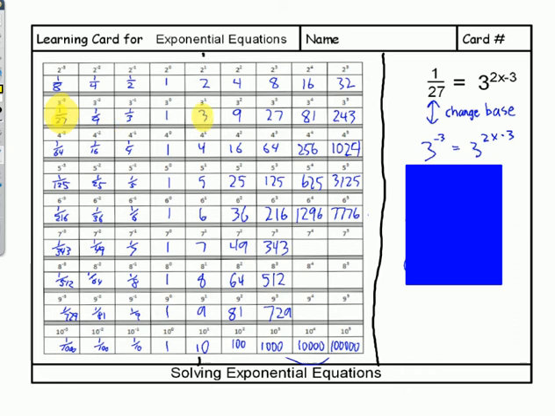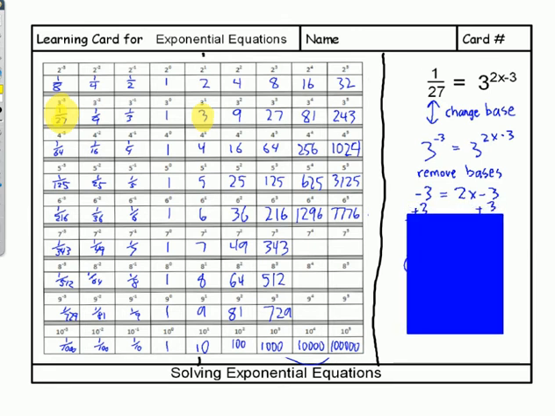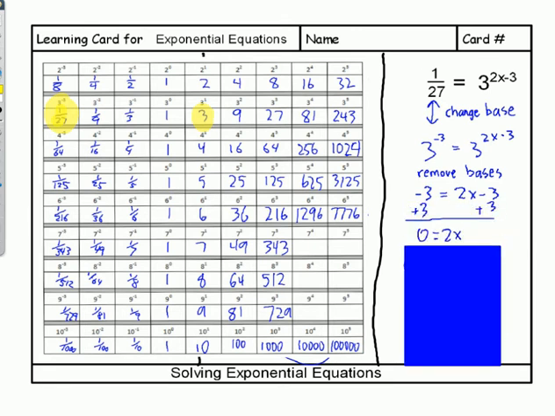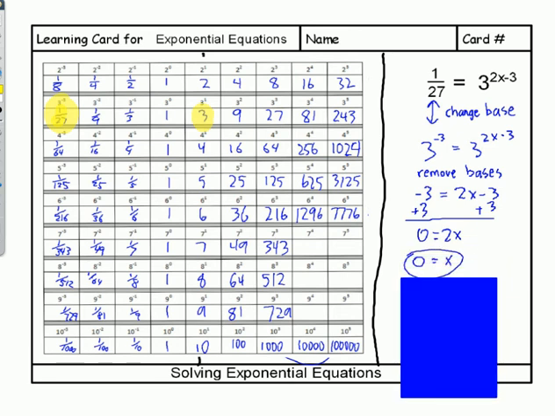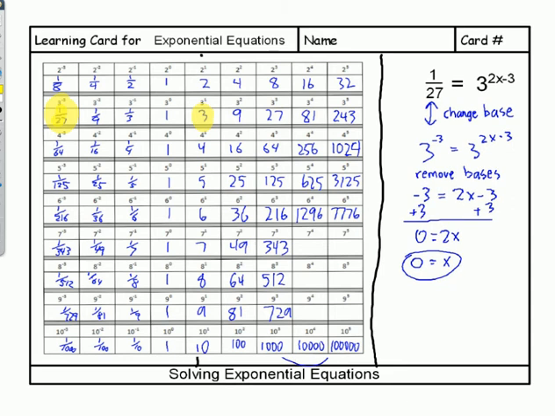What I'm looking for on this table is a row that has both of the numbers that were used in the original expression. Here I'm going to remove the bases now that I have them the same. So I replace 1/27 with 3 to the negative third. Remove the bases. I've got a basic equation here. I'm adding 3 to both sides, and then I'm dividing by 2, and I get x equals 0. So pretty basic if you can get past that whole fraction thing.